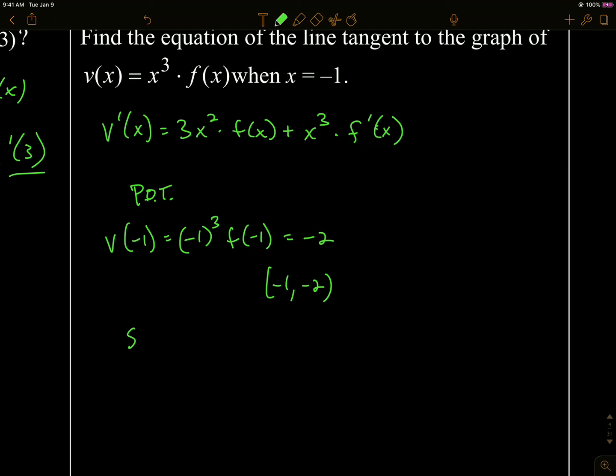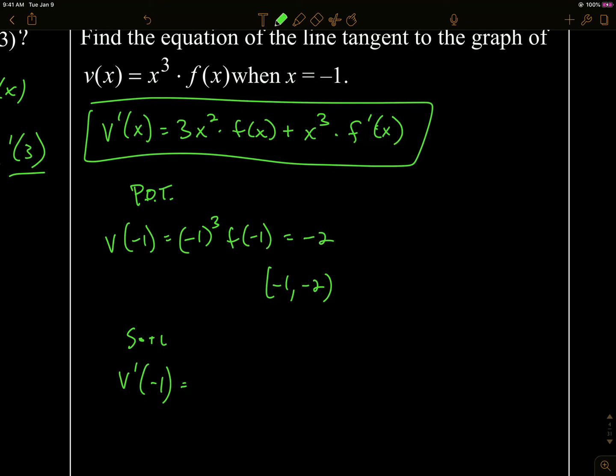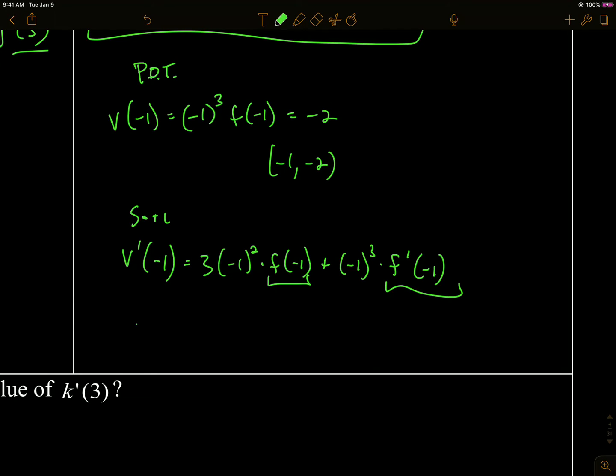And then for the slope of the tangent line, I've got to plug negative 1 into the derivative of v. So using this guy here, same thing, I plug negative 1 into it. So it'll be 3 times negative 1 squared times f of negative 1 plus negative 1 cubed times f prime of negative 1. For these values here, I'm going to nab them off the table, and I will get 5 when I simplify it. There's my point of tangency. There's my slope. I can write the equation of the tangent line as y plus 2 equals 5 times x plus 1.